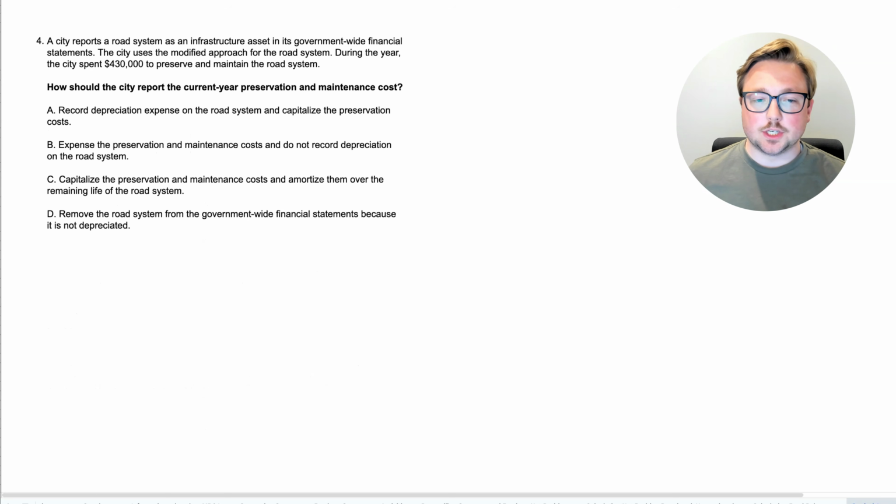All right, here we are at question 4. How should the city report the current year preservation and maintenance cost? Let's go up to the top. A city reports a road system as an infrastructure asset in its government-wide financial statements. The city uses the modified approach for the road system. During the year, the city spent $430,000 to preserve and maintain the road system. So again, how are they going to report this preservation and maintenance cost?